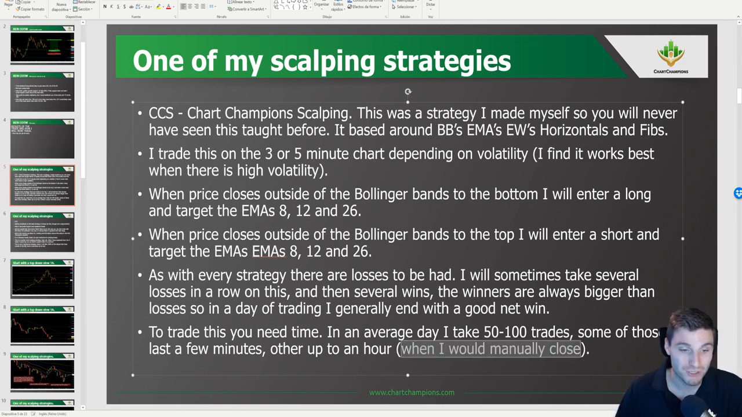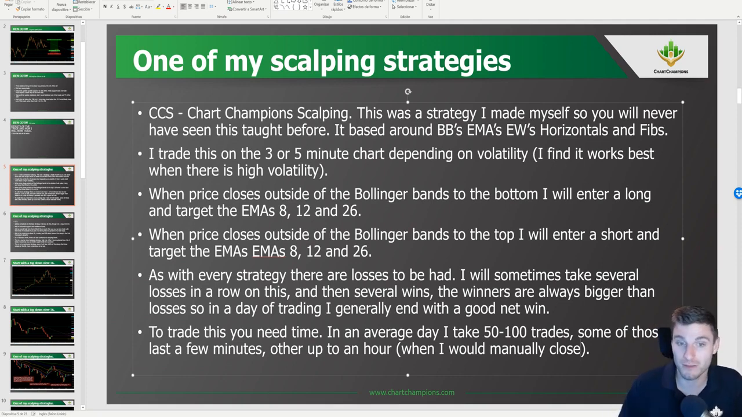What I've put in here is when I would close manually. If I enter a scalp trade and one hour later the price has not moved, I will manually close out of that trade because it doesn't fit my criteria. I don't want to be looking at it any longer, so I would just close out of that trade, for a win or a loss. It has not met my criteria.